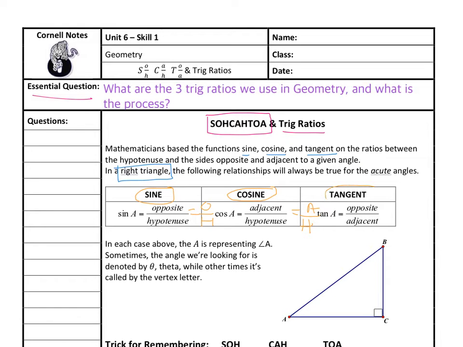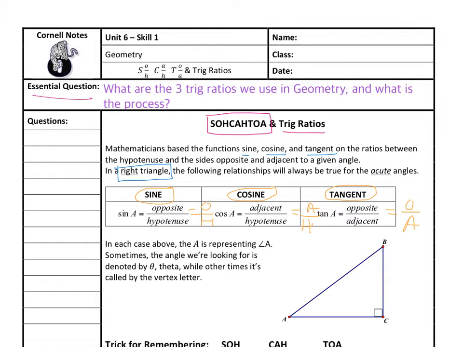And tangent, which we refer to as tan. You can use that if you have the opposite side and you have the adjacent side. So notice that we only have 3 letters here: opposite, hypotenuse, and adjacent. And each trig ratio is just a different combination of 2 of the 3 sides.